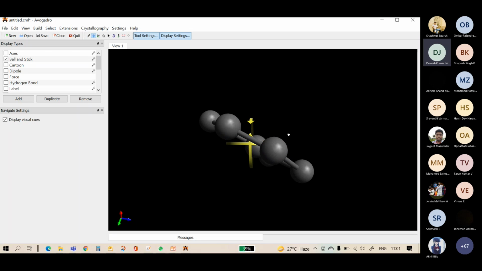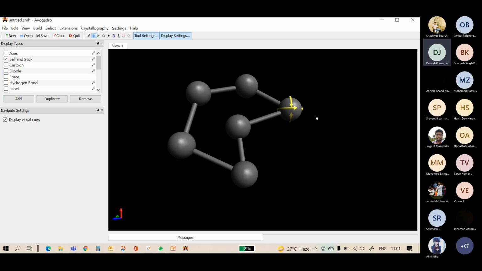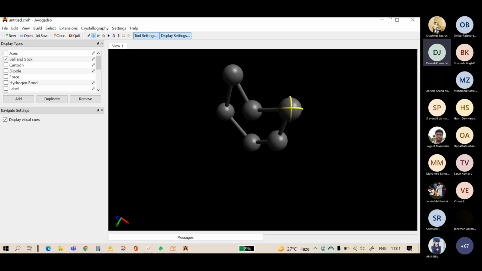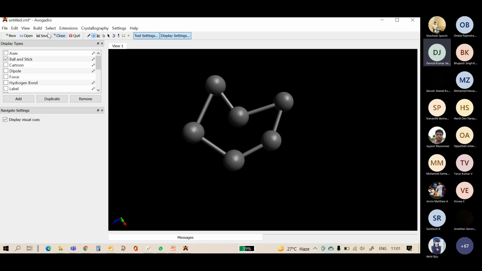Which is completely planar, not even a resemblance to the boat or the chair form conformer that we know, correct? So this is your cyclohexane without the hydrogens. I'm going to build the hydrogens now. So add hydrogens, the hydrogens are added. Now I'm going to do the energy minimization.